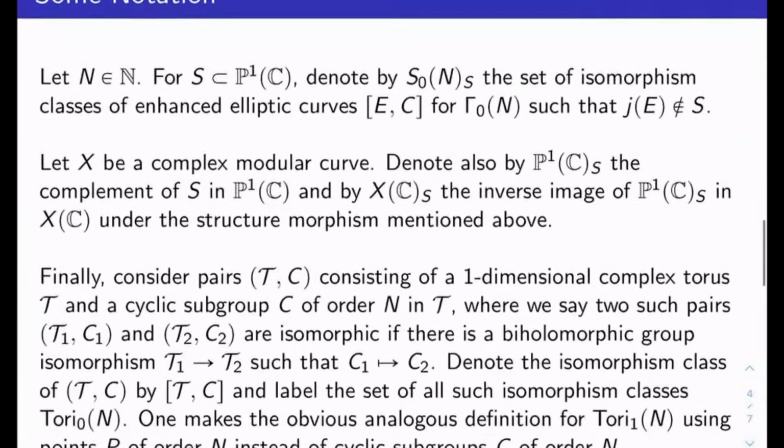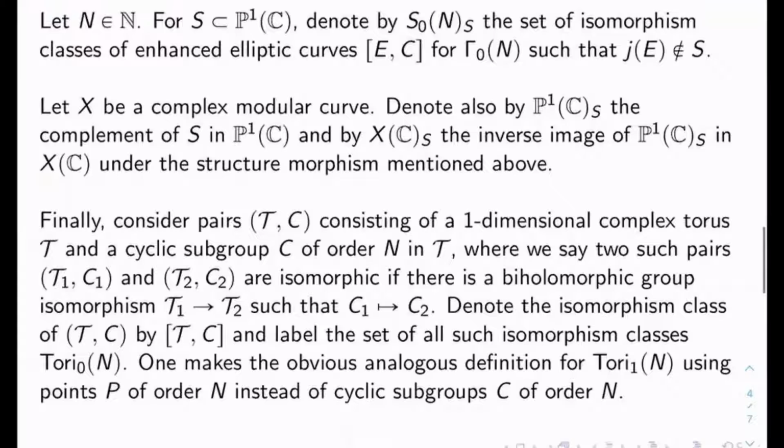All right, now we're going to push towards a big enlightening result for today. First, some notation. Let N be a natural number. For S a subset of the complex projective line, denote by S sub 0 of N sub S the set of isomorphism classes of enhanced elliptic curves (E, C) for Gamma sub 0 of N such that the j-invariant of E is not in S. So remember, S sub 0 of N was the set of all enhanced elliptic curves. When I append to this a subscript S, what I want is just isomorphism classes of enhanced elliptic curves whose j-invariant does not live in S, where S is some subset of the complex projective line.